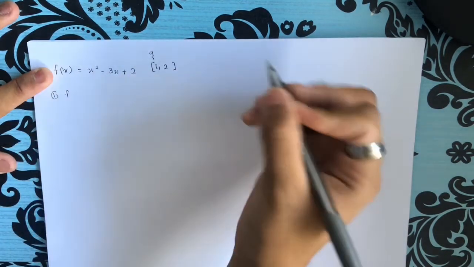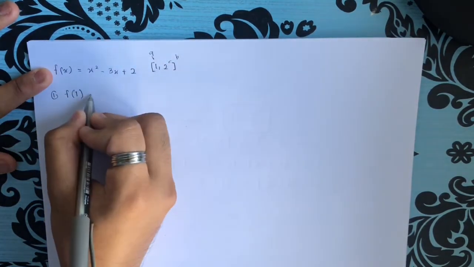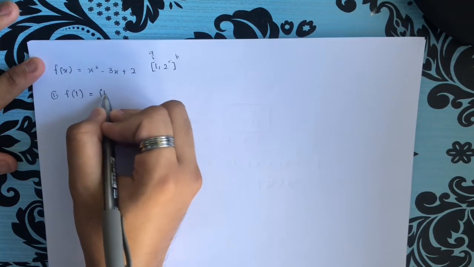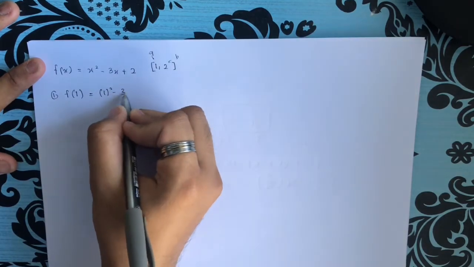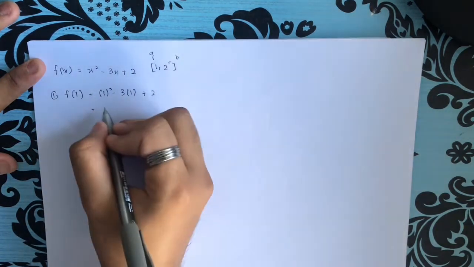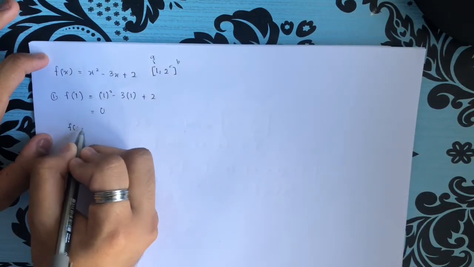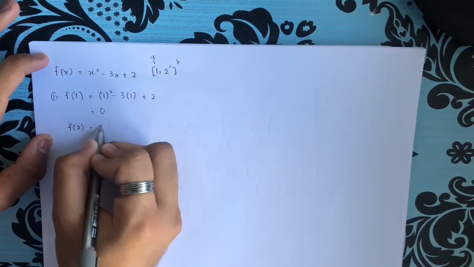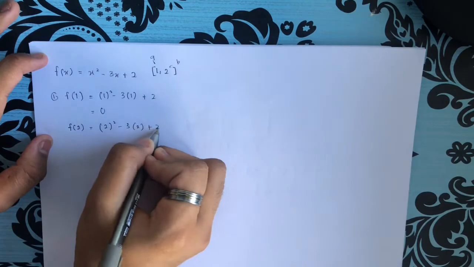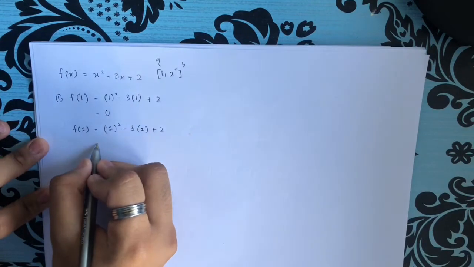This is a and this is b. So for f(a), a is 1, and copy back from the equation. x is now 1 power of 2 minus 3 times 1 plus 2. Alright, so it equals 0. So this is for f(a). And how about f(b)? We need to check f(b) also. b is 2. Okay, so 2 power of 2 minus 3 times 2 plus 2. 2 power of 2 is 4, minus 6, and plus 2 equals 0.